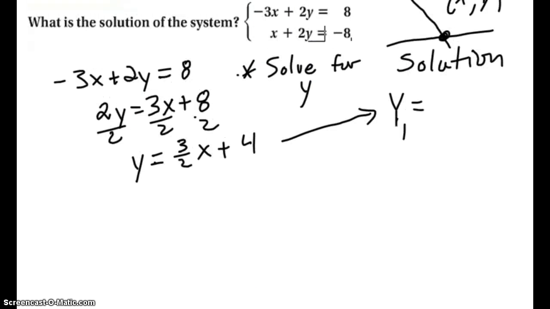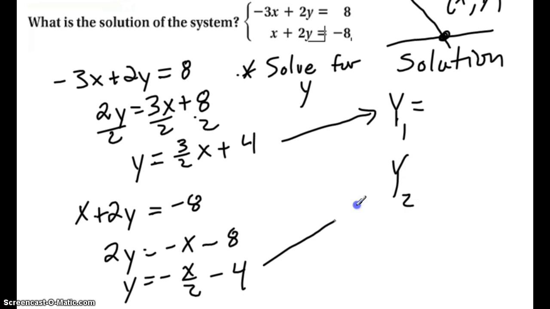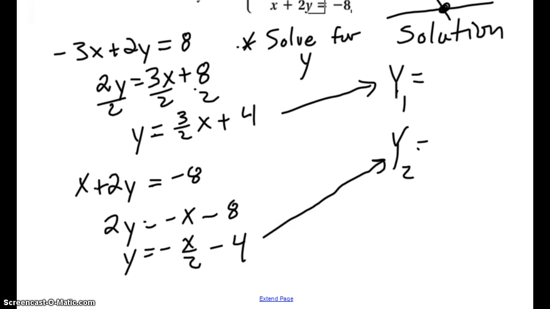We scroll down a little further here. We'll go ahead and solve the next problem. x plus 2y equals -8. And first thing, subtract x on both sides. Then divide by 2. And we're going to put that into the y screen, into the y2 equation. After we have these, I'm going to go ahead and give you the calculator commands here.